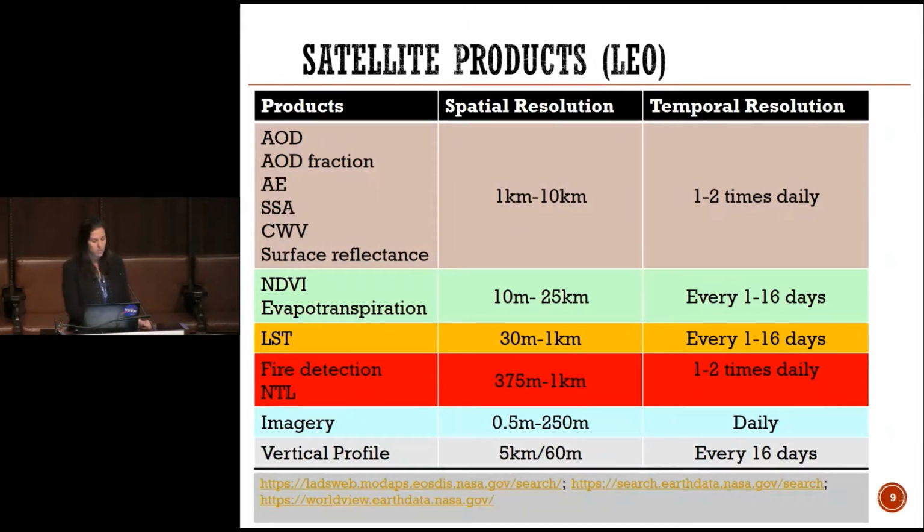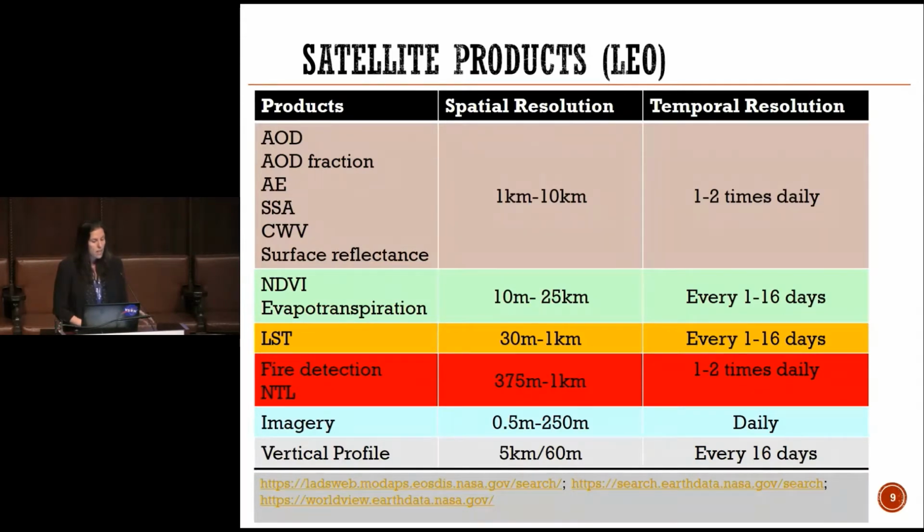The green NDVI and evapotranspiration are used for greenness and ecology studies, and they can be found from 10-meter, 30-meter resolution and up to 25 kilometers. Depending on the satellite and the sensor, they can be observed between 1 to 16 days. Similarly, the land surface temperature, which can be found in different sensors and satellites, is observed from as high resolution as 30 meters up to 1 kilometer every 1 day or 16 days, depending again on the sensor.